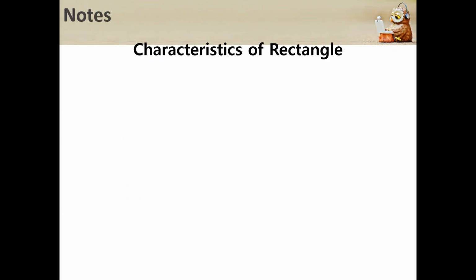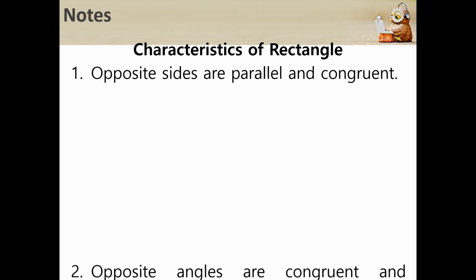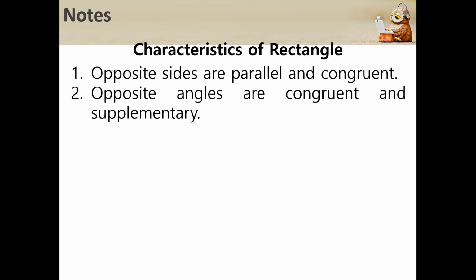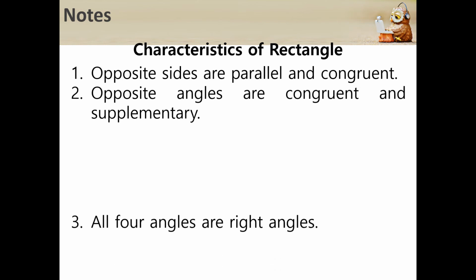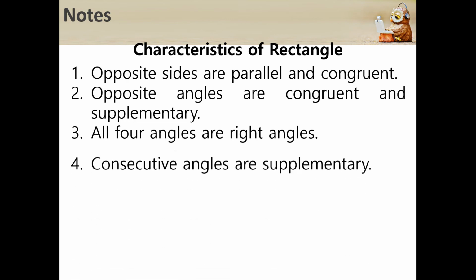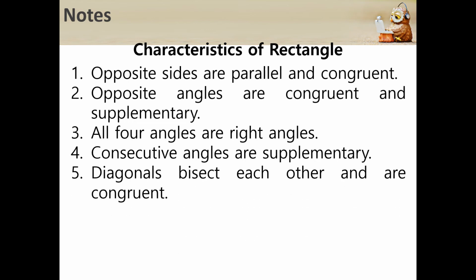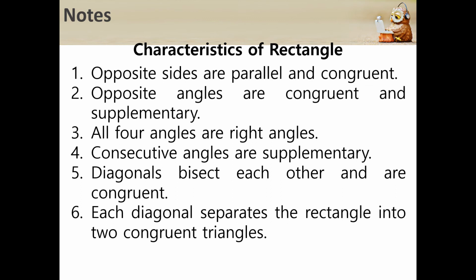Let us take note of the following properties or characteristics of a rectangle. Number 1. Opposite sides are parallel and congruent. Number 2. Opposite angles are congruent and supplementary. Number 3. All four angles are right angles. Number 4. Consecutive angles are supplementary. Number 5. Diagonals bisect each other and are congruent. Number 6. Each diagonal separates the rectangle into two congruent triangles.